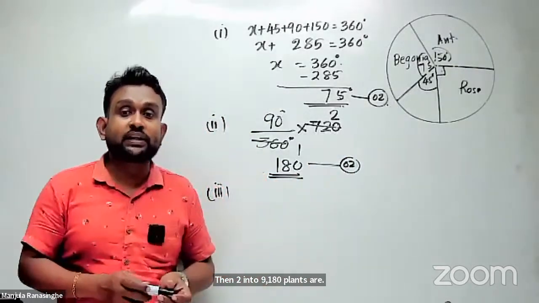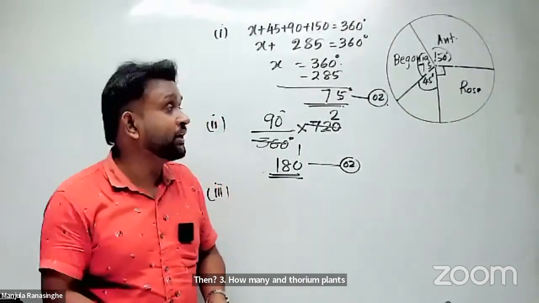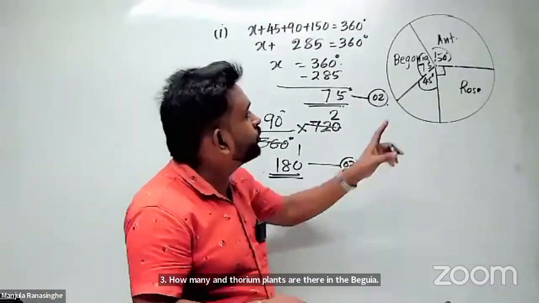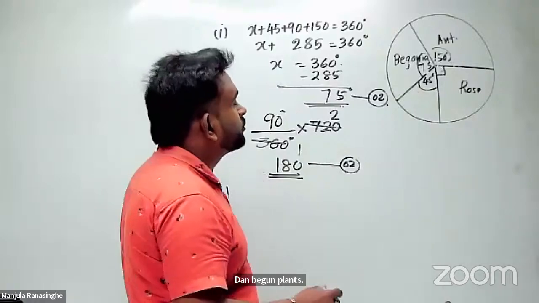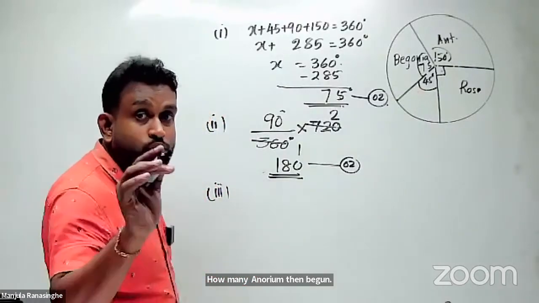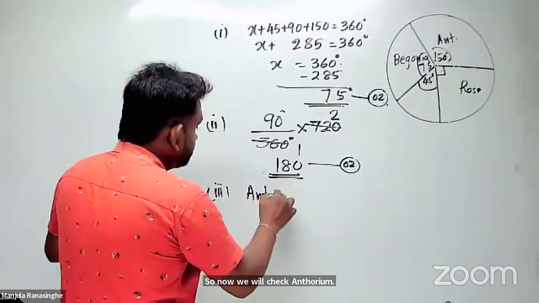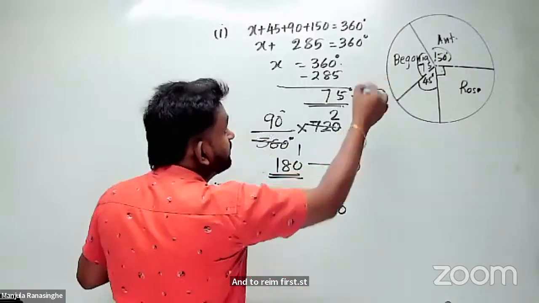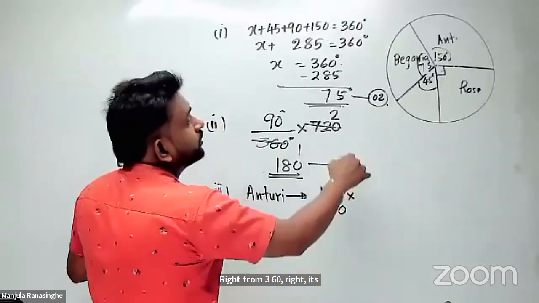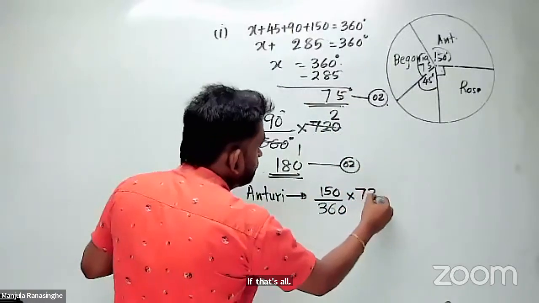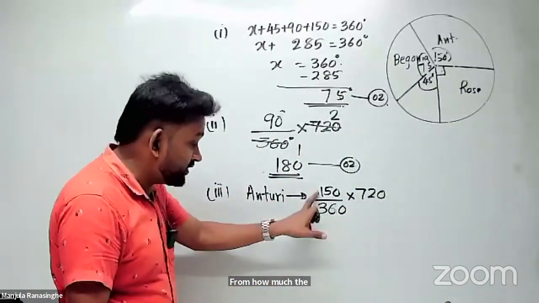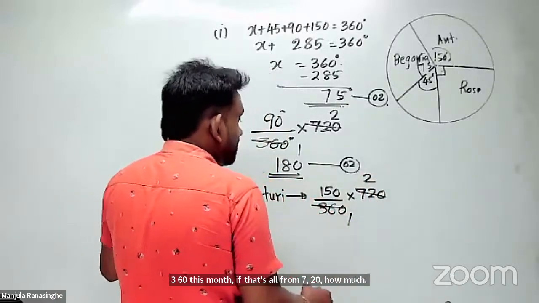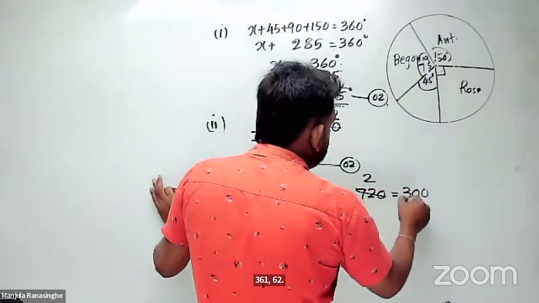Then 3. How many more anthurium plants are there than begonia plants? So now we will check anthurium. How to take anthurium first? From 360, its angle, that is anthurium 150. If that's so, from the total 720, how much? From 360 this much. If that's so, from 720 how much? 2 into 150, that is 300 plants.